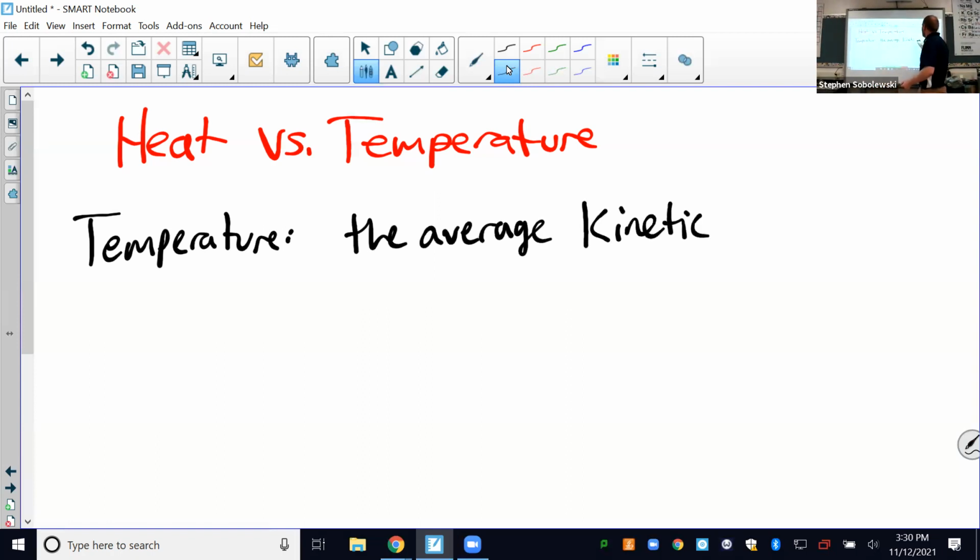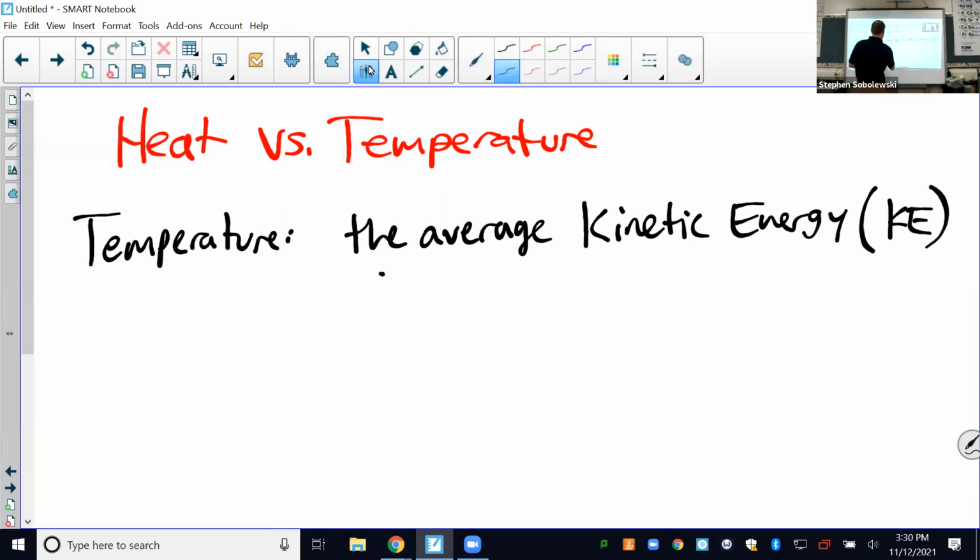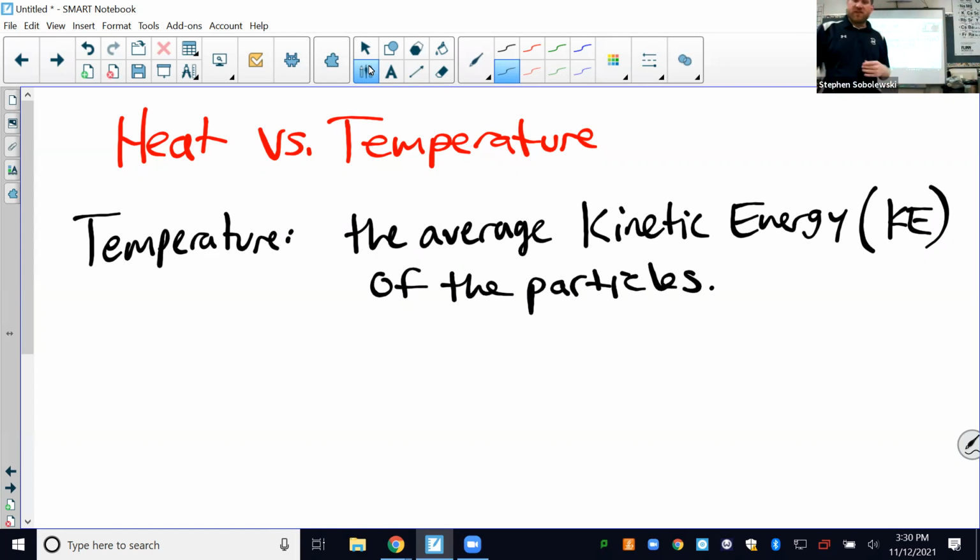Kinetic energy, or KE, of the particles. And what is kinetic energy? It's just the energy associated with movement. So you could think of temperature as a measure of how fast the particles are moving, which you should have known already from unit two.